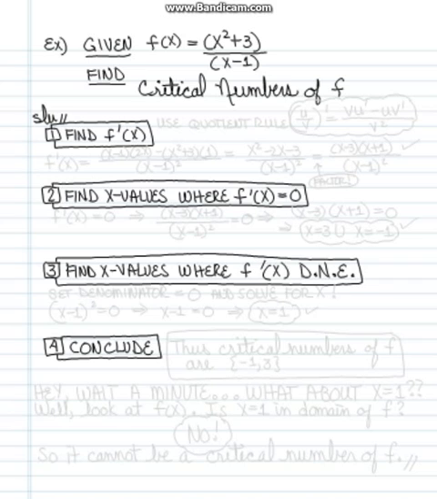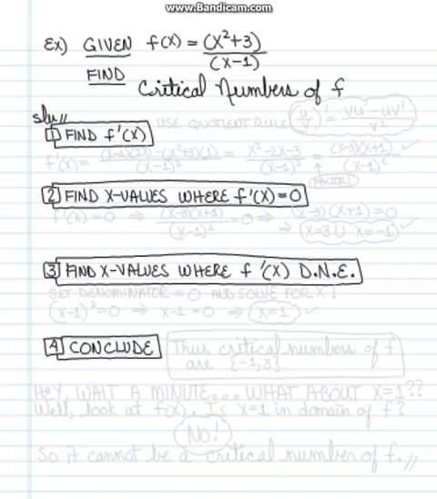We're given a function, f of x equals x squared plus 3 over x minus 1, and we're asked to find the critical numbers. Those are the x values. When you say critical number of f, you want these x values that we're about to search for. When you say critical values, you're taking the critical numbers x, sticking them into the equation, and getting their y partner. Those are the critical values. But this is about finding the x values, the critical numbers.